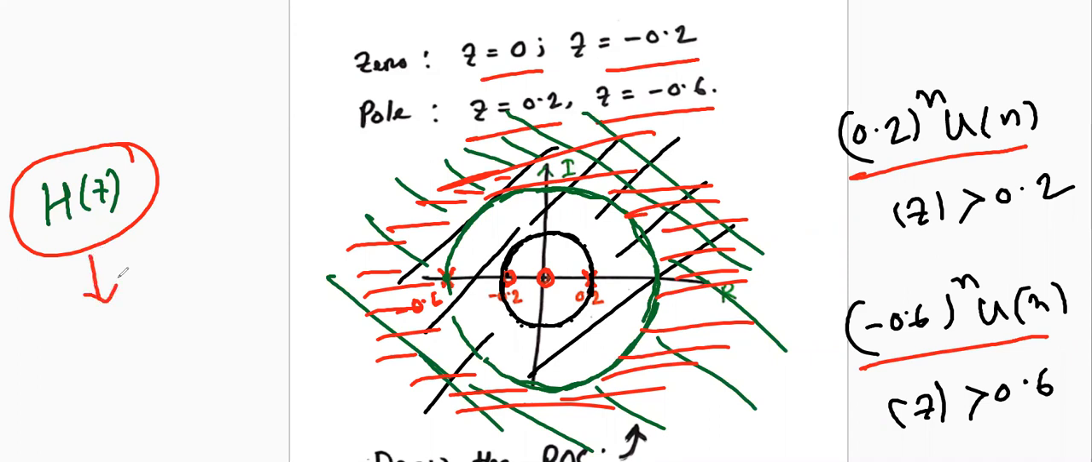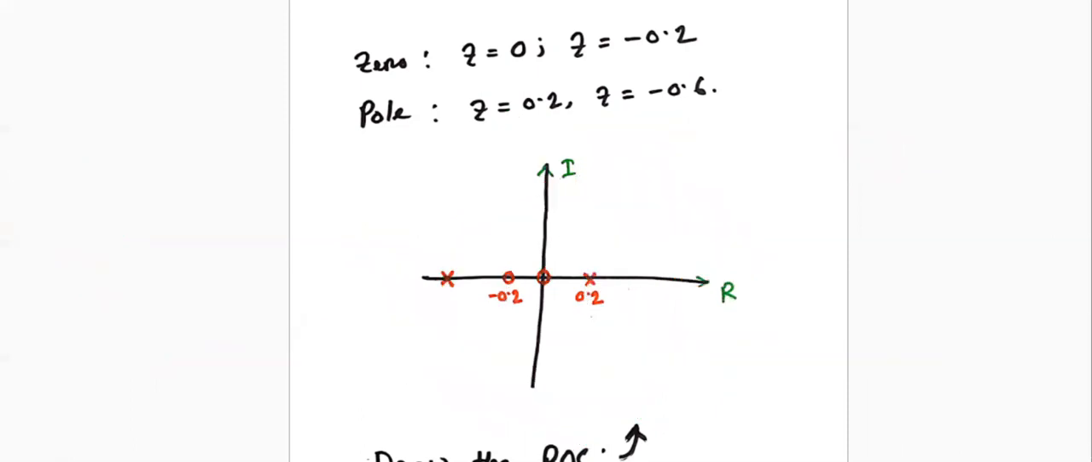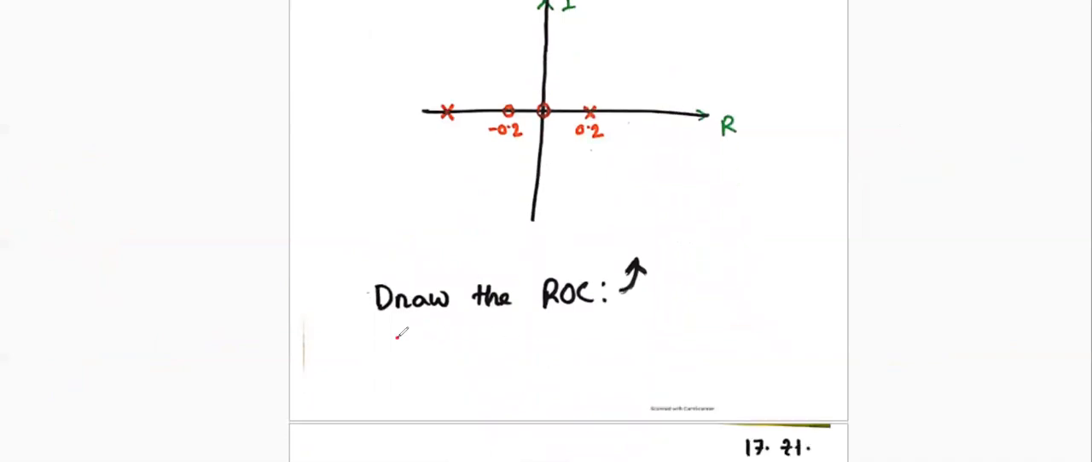So for H(z), what is the ROC? For H(z), the ROC is |z| greater than 0.6. That is the value from 0.6 to infinity. So whenever you have a complex signal, in a sense, you are adding two signals together. In that case, we need to think about where we have the common solution, and the common solution gives the ultimate ROC of that signal. So you can draw the ROC. We have already drawn the ROC of that signal.